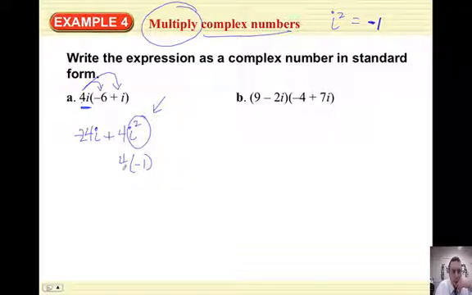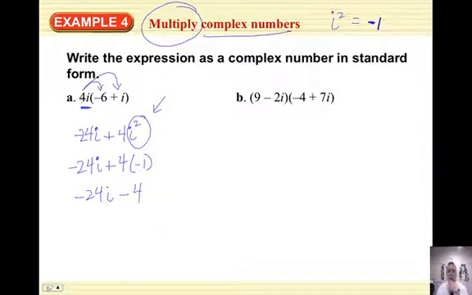So really we have, I'm just going to redo it all, negative 24i. But this still isn't a good answer, right? Negative 24i, and then this negative 4 times negative 1 is plus 4. And then people circle this answer.